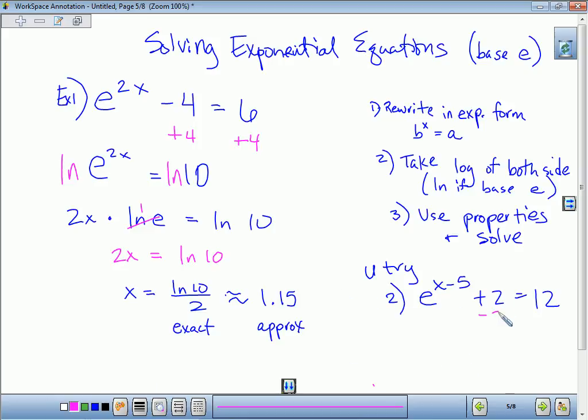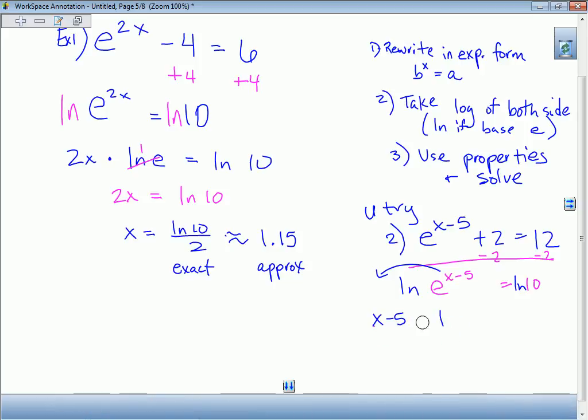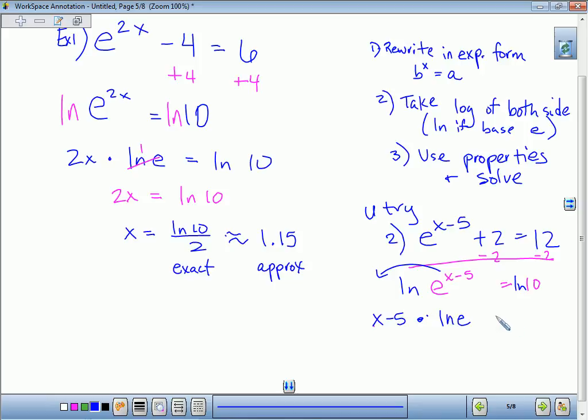So the first thing we have to do is rewrite this equation so we get it in exponential form. So it's e to the x minus 5 equals 10. And then we're solving for an exponent, so we take a logarithm. But because it's base e, we're going to choose natural log, because that is the logarithm that we use with base e. So this becomes x minus 5 times natural log of e equals natural log of 10. Well, natural log of e has a value of 1. So it's like it's not there. And then we just add 5 to both sides.